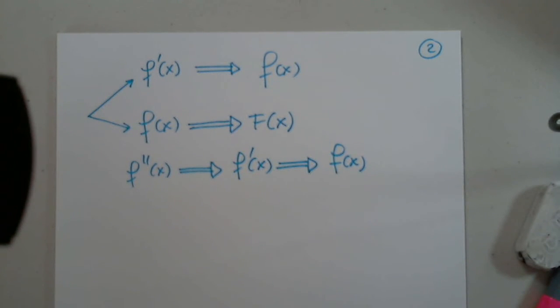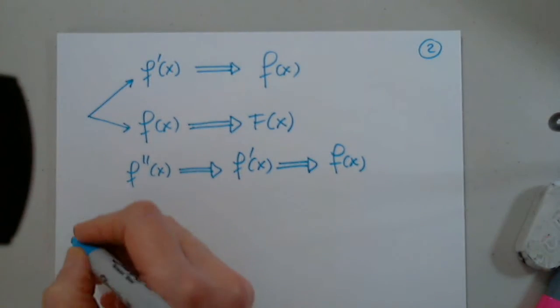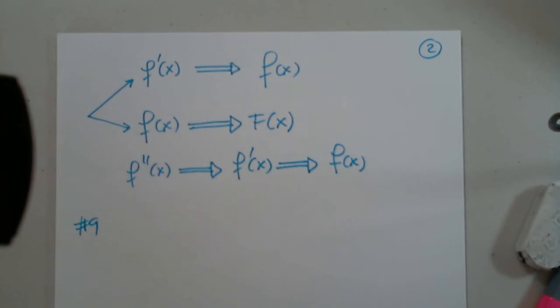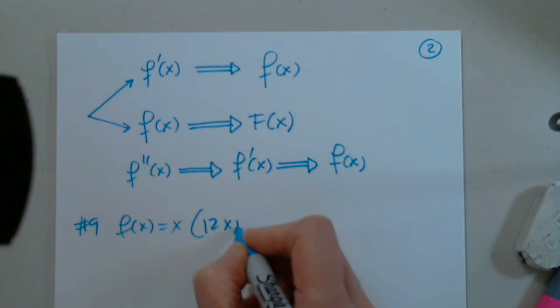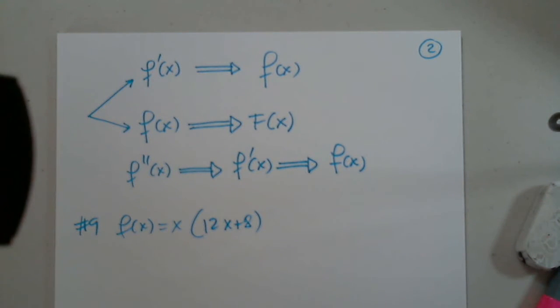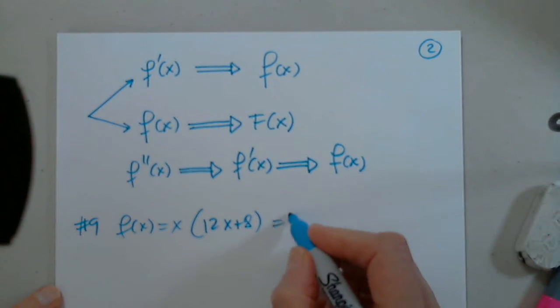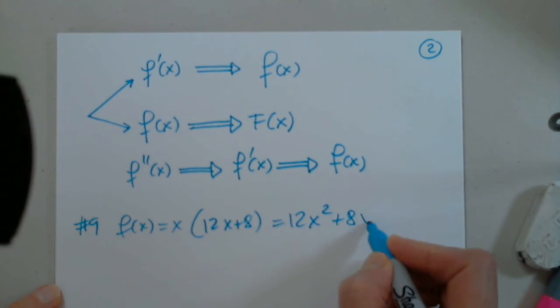I'll start with, let's say, number 9. Number 9, we're asked to find the most general antiderivative of the function. In number 9, we have the function f of x equals x times (12x plus 8). Very simple situation. Of course, I will distribute. This is 12x squared plus 8x.